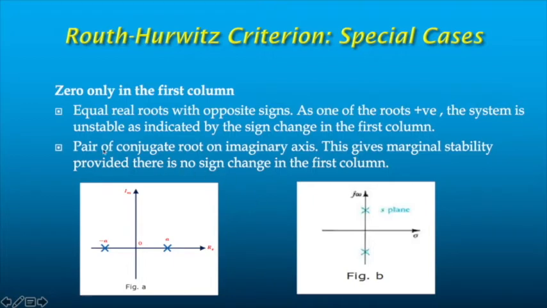Another point is the pair of conjugate roots on the imaginary axis. This gives a marginally stable system, meaning there is no sign change in the first column. When forming the Routh table, replace the 0 with a small number epsilon and evaluate the first column for positive or negative values of epsilon. In both cases, as per procedure, 0 is replaced by epsilon. This conclusion is verified by an example.